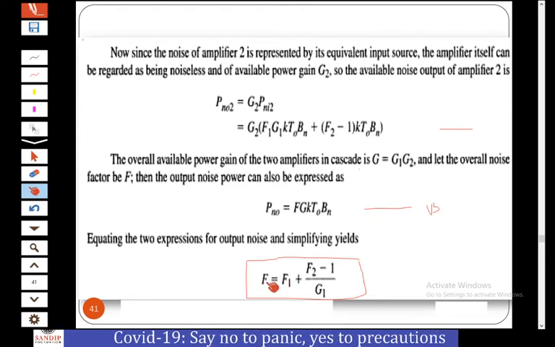Now solving the above equations for the overall system output noise, we get F equal to F1 plus F2 minus 1 upon G1. This F is the overall noise factor of the system. Here the formula is limited to F1 and F2 because only two amplifiers are connected in cascade.